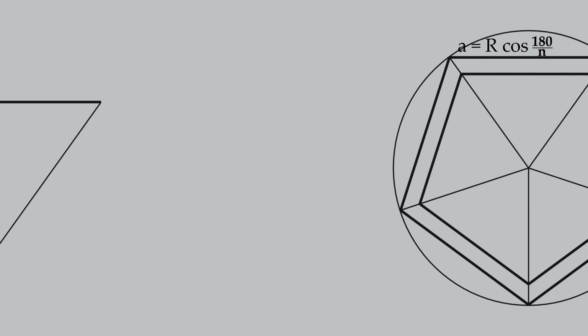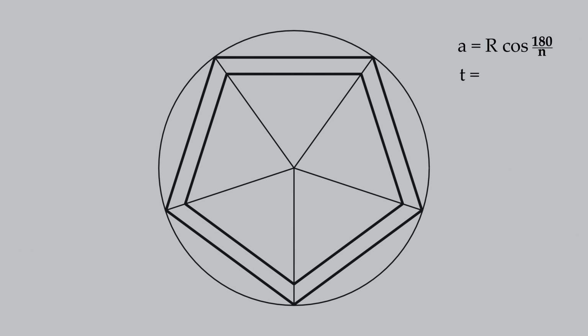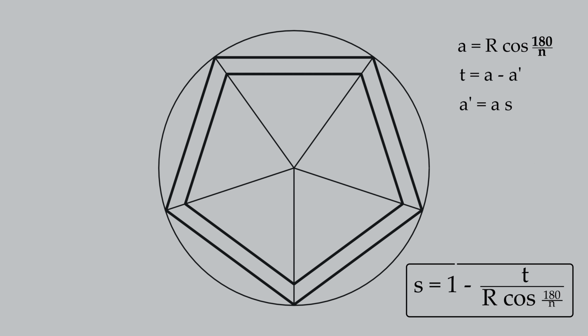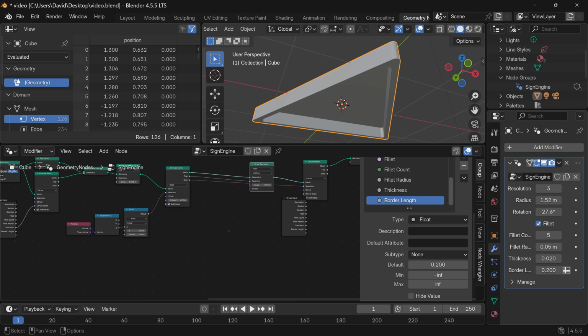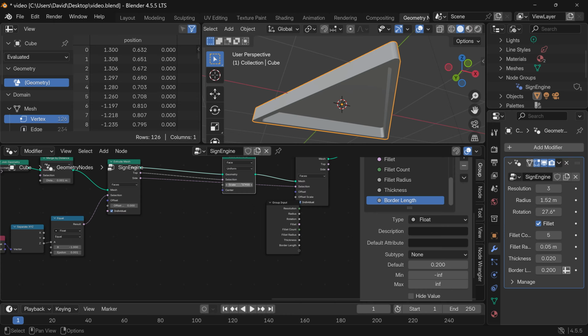Going back to our shape, the thickness is equal to the larger apothem minus the smaller one, and the smaller one is the result of multiplying the larger one by the scale factor. With all this information, this is our scale factor for a constant thickness. Okay, now that we have understood how this works, let's just move this here, and let's calculate the scale factor.